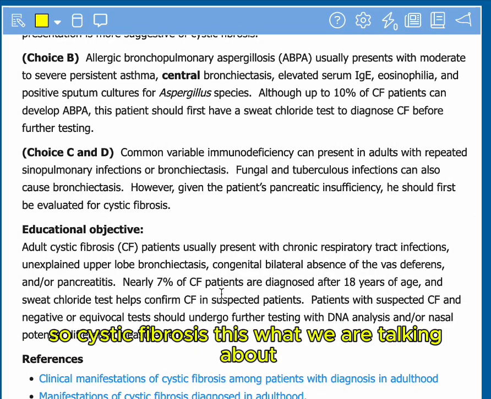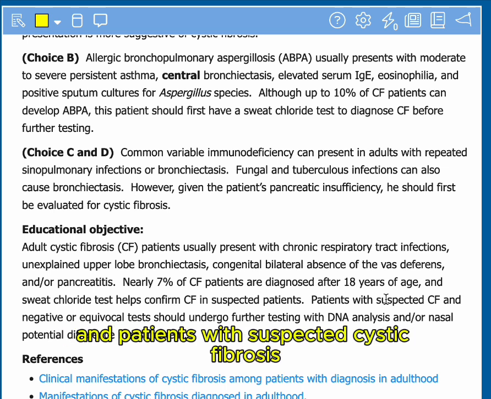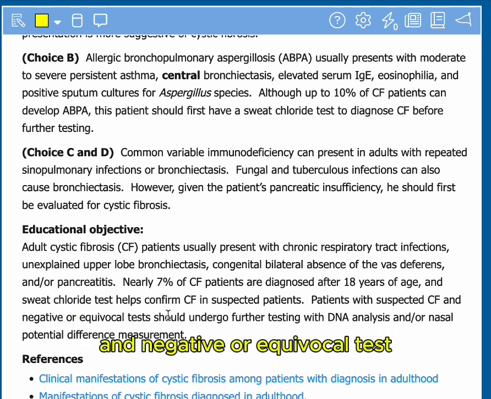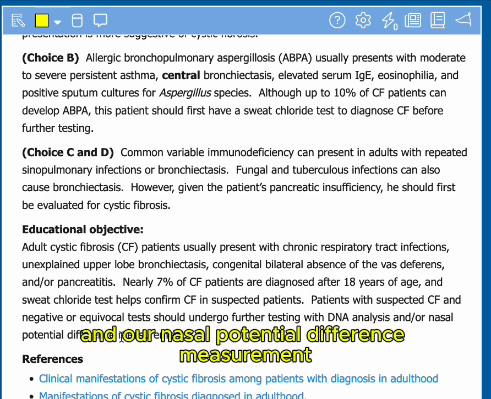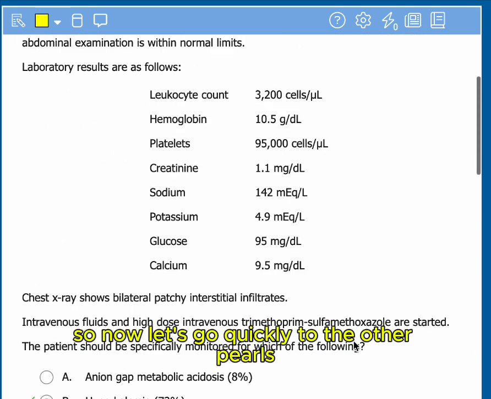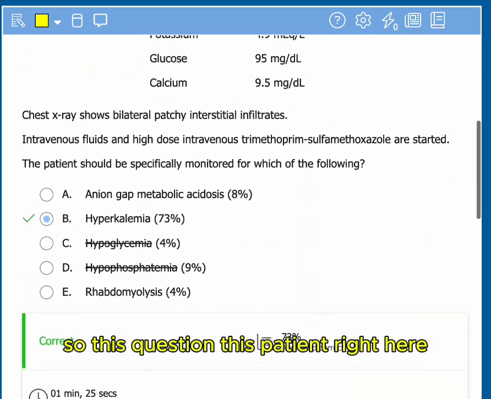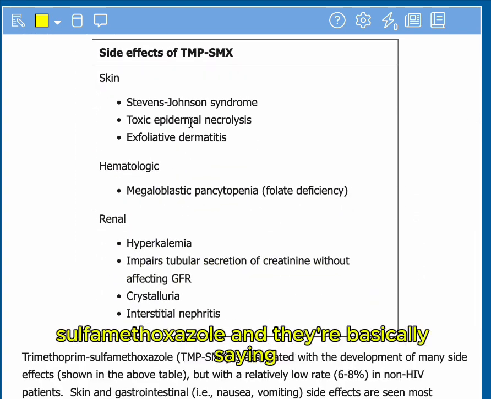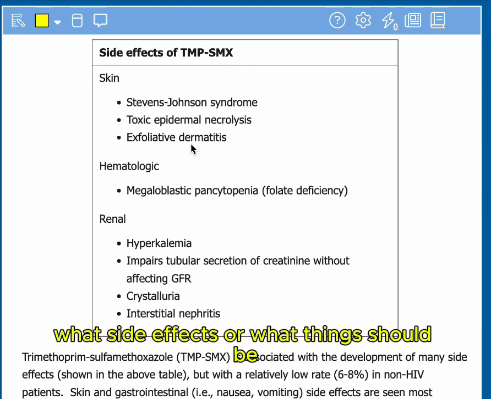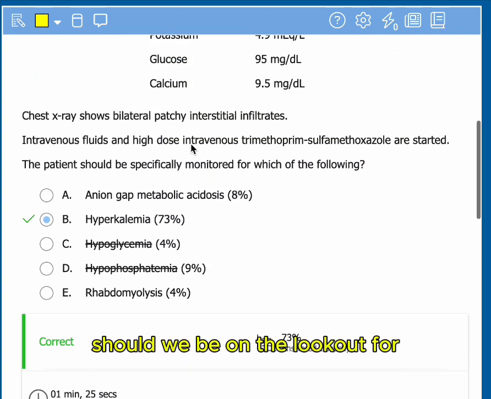So cystic fibrosis, this is what we are talking about. And patients with suspected cystic fibrosis and negative or equivocal tests should undergo further testing with DNA analysis. This is the CFTR gene and/or nasal potential difference measurement. So now let's go quickly to the other pearls. So this patient right here, they're asking us about a patient on trimethoprim-sulfamethoxazole, and they're basically saying what side effects or what things should we be on the lookout for.